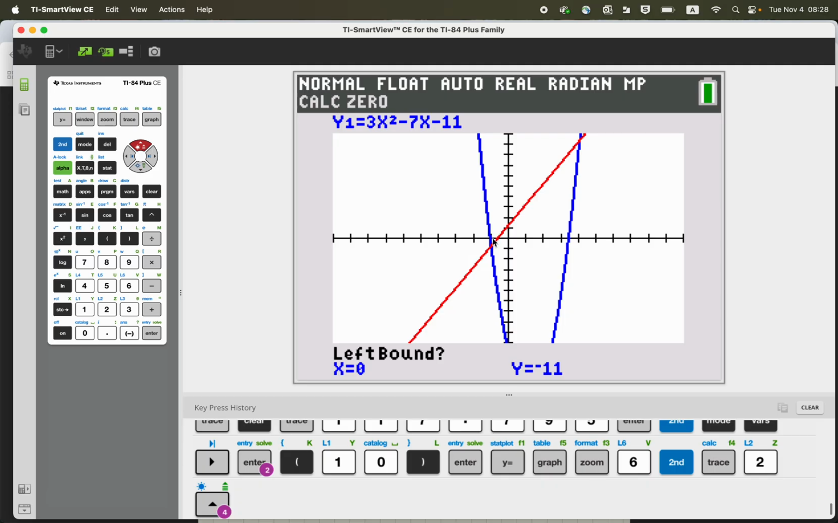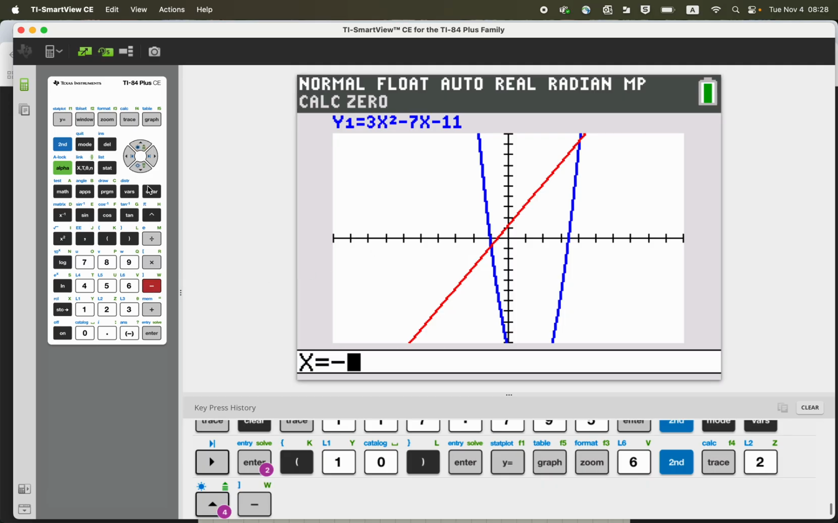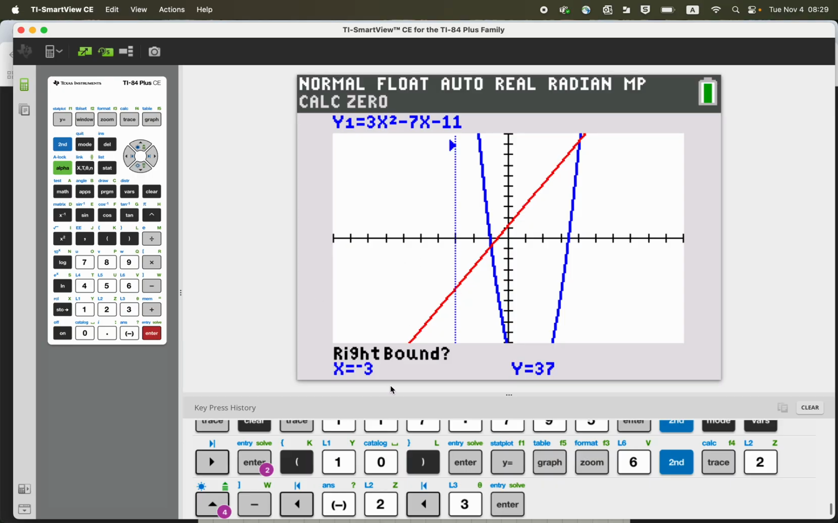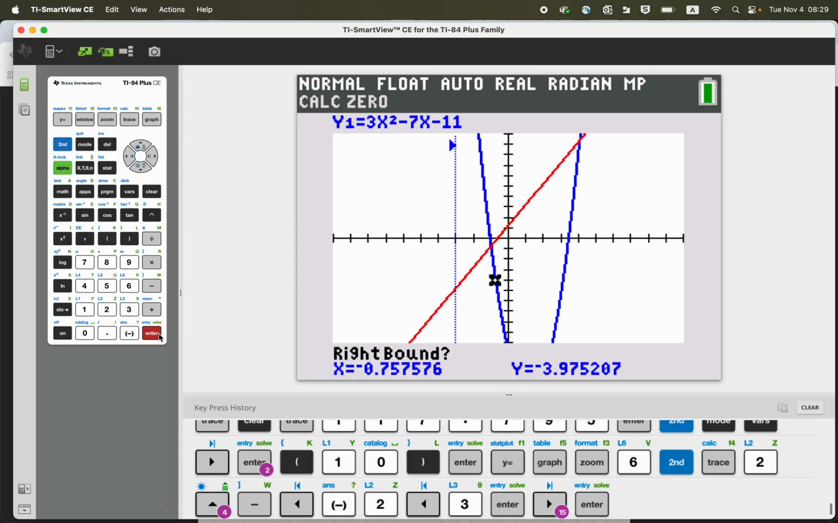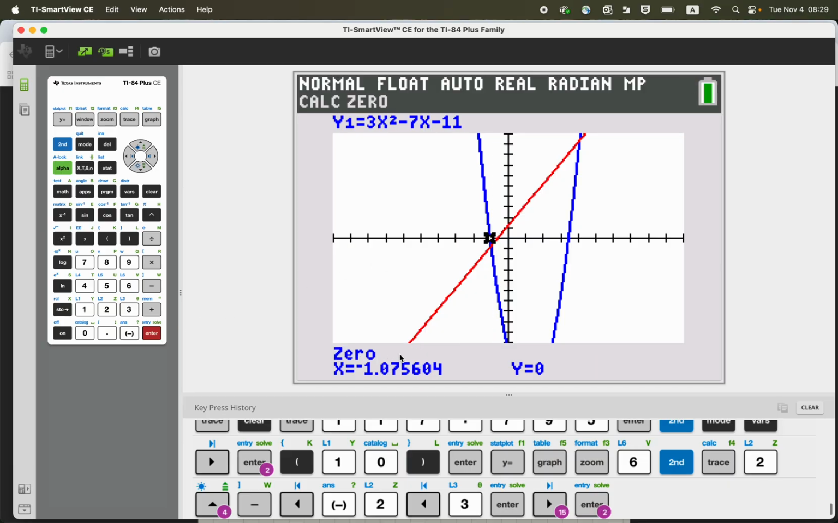The first one looks like here, so I'm actually just going to guess negative, and actually I made a mistake there, guys. I can't use this. This is a minus sign. We want to use a negative. So I'm not going to move it manually, but I'm just going to put in negative 2. Let's be extra cautious, negative 3. That's my left bound. Now the right bound, I'll move it, just to show you that you can do both. I'm going to keep pushing. Now I'm to the right of that zero. Push enter. There's one zero at negative 1.0756.